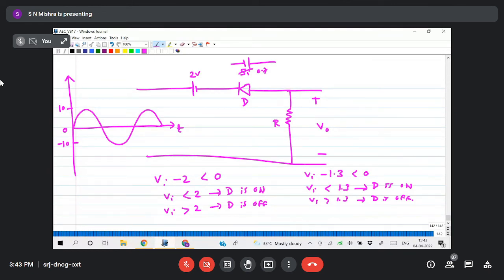Solved. So from 1.3 to minus 3. Now how will the graph look, means from where to where it will cut? Tell me. So from 1.3 to minus 3.